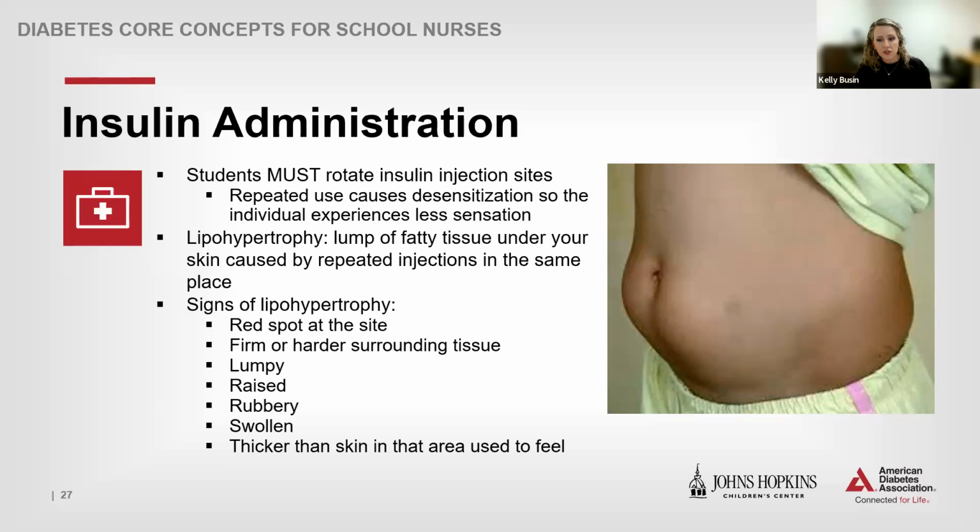The first signs of lipohypertrophy may just be a slight redness to the area, but it will eventually progress to a feeling of firmness or denser tissue under the skin. The area might become raised or swollen. You might feel a distinct lump at the area, or the skin or the underlying tissue might feel rubbery.